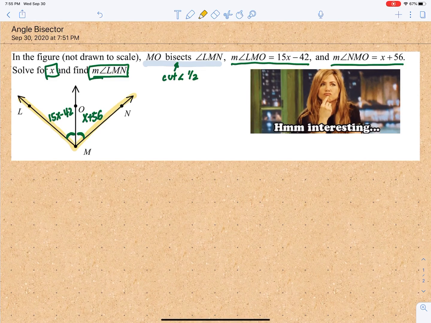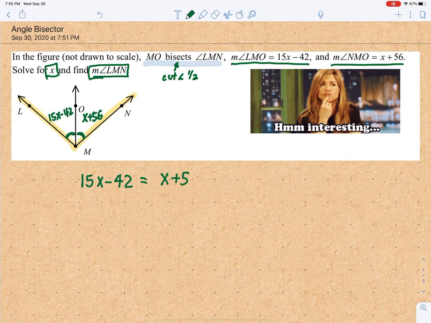Okay, so once again, bisects means cut in half, so they're equal. So this algebraic expression will be equal to this algebraic expression. So let's set this up: 15x minus 42 equals x plus 56. Now remember, angle bisector cuts that angle in half. So we're going to solve for x.